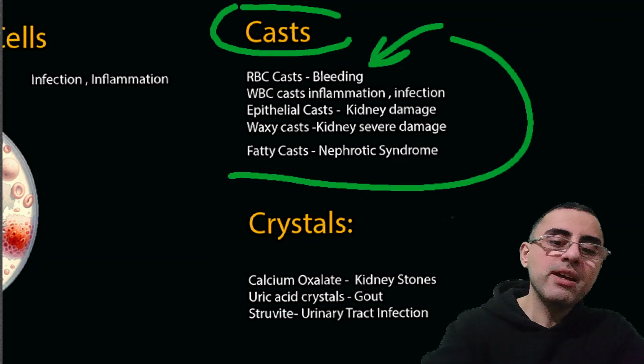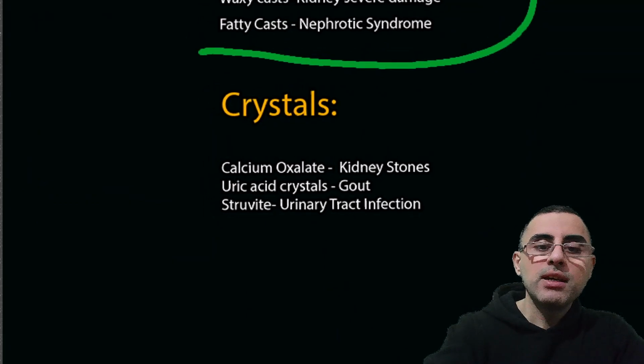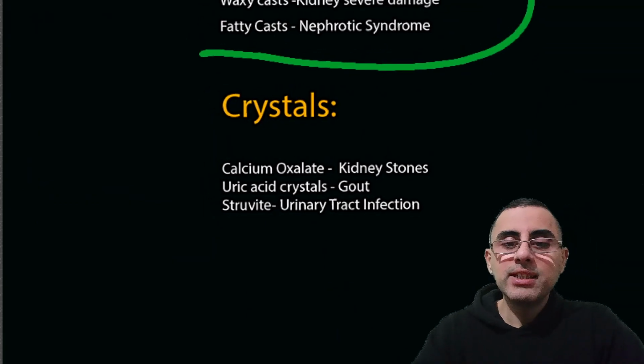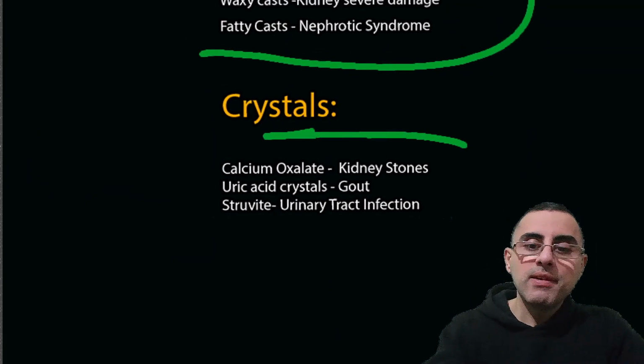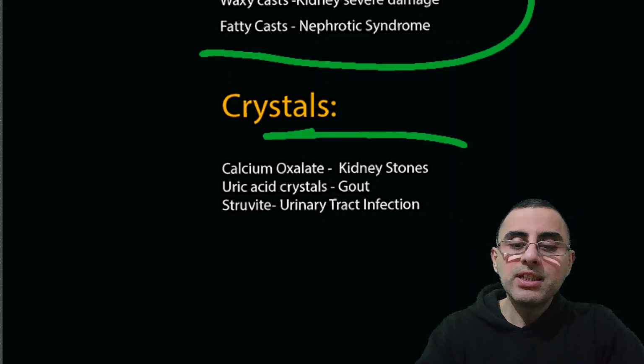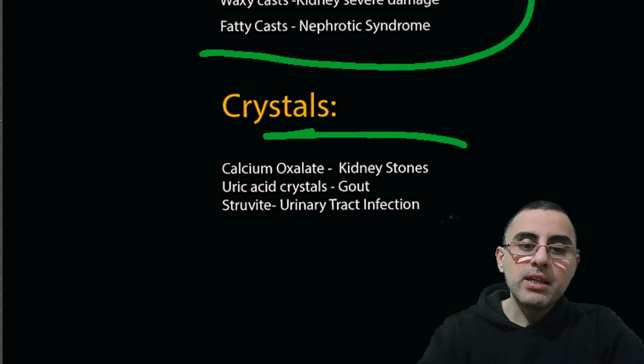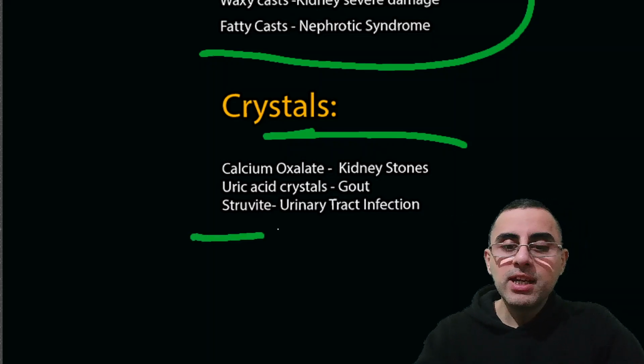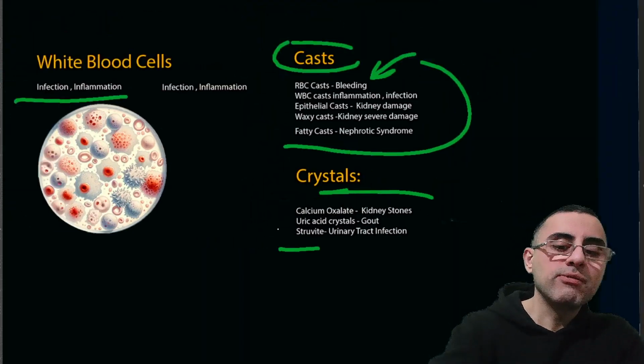And also we search for crystals. If there are calcium oxalate crystals, it means kidney stone. If there are uric acid crystals, it means gout. And if we have white crystals, it means urinary tract infection.